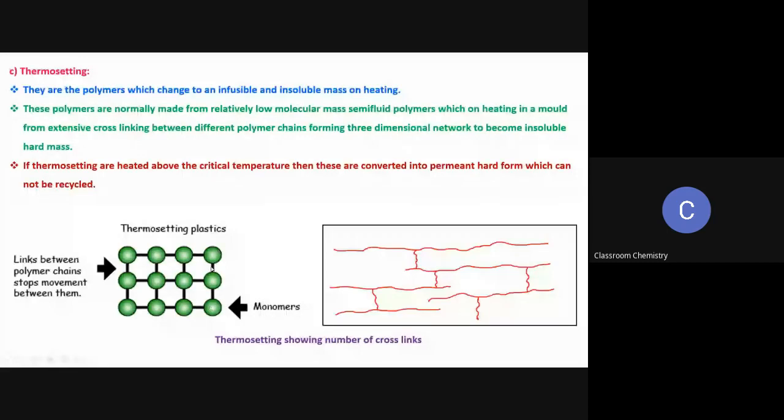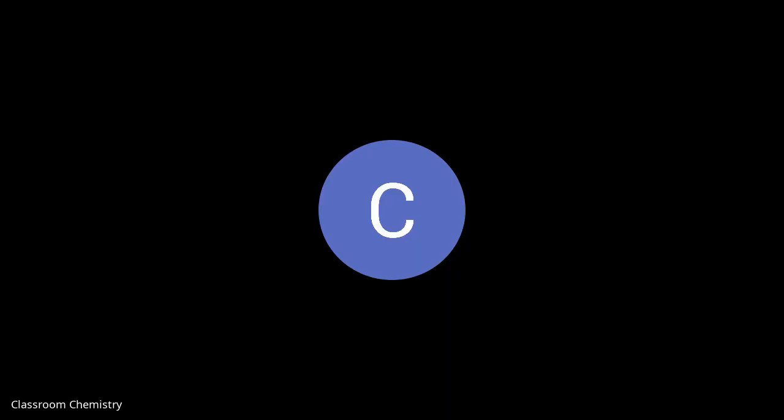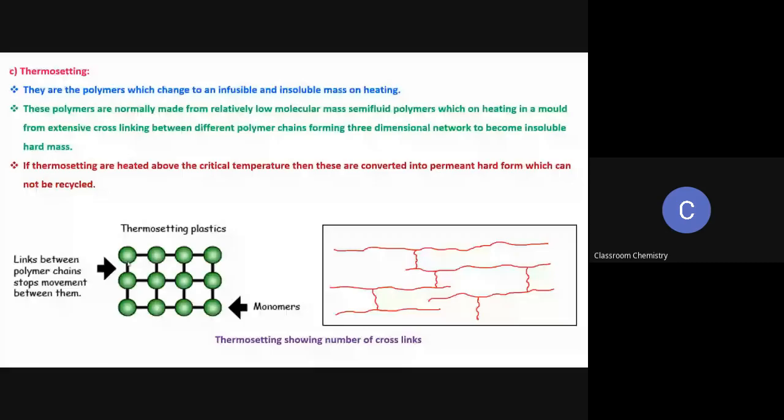Due to that cross-linking, the movement of monomers in the polymer is not allowed, and that's why when you heat the polymer, it becomes more hard. And if you heat more, that is, raise the temperature, then what happens? A hard mass is formed and it cannot be recycled. So this is the diagrammatic presentation of thermosetting showing a number of cross links. All of you understand this one?